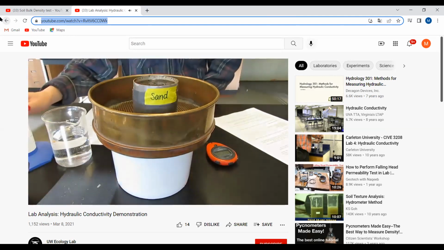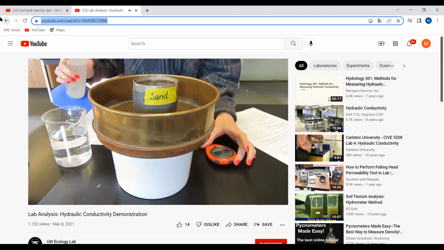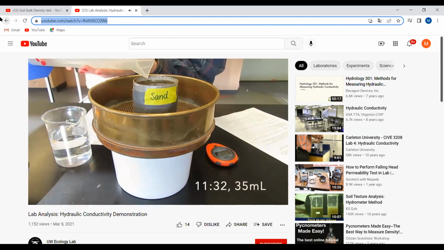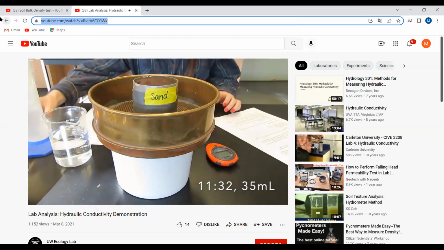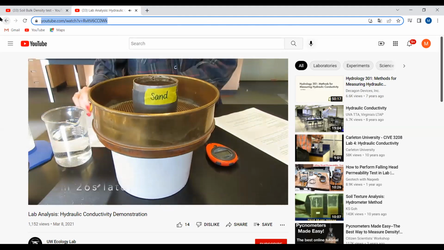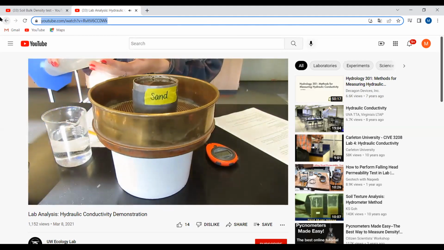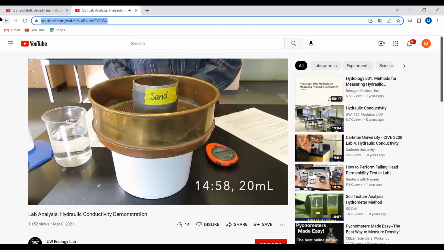So I've done 12 measurements so far, and I'm going to add water for the 13th time, and the time is now 11 minutes and 32 seconds. And our graduated cylinder is now at 125 milliliters. Okay, so we're on our 17th measurement. I'm going to add water now. The time is 14 minutes and 58 seconds.